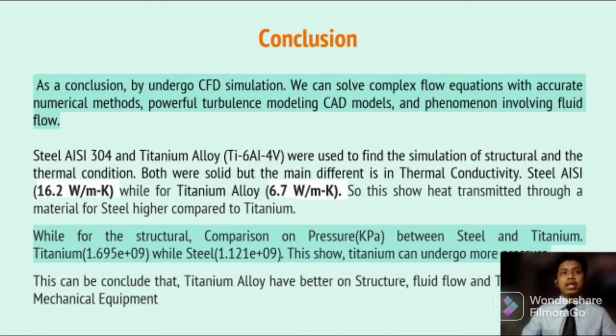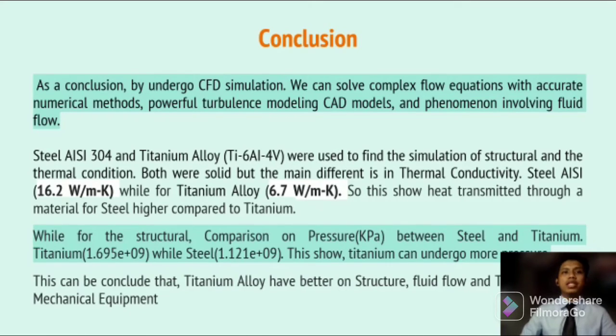the structural comparison between steel AISI and titanium alloy. For the thermal conductivity, for the steel AISI we get around 60.2 W per mK, while for the titanium alloy we got around 6.7 W per mK. So this shows that heat transmitted through a material for steel is higher compared to titanium.